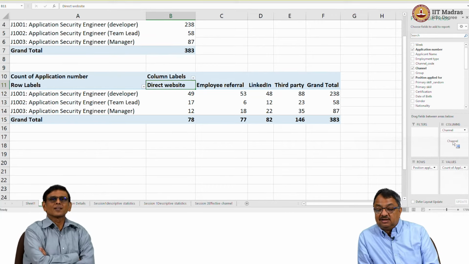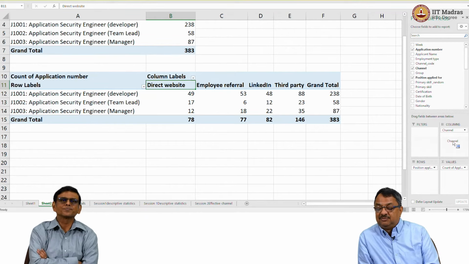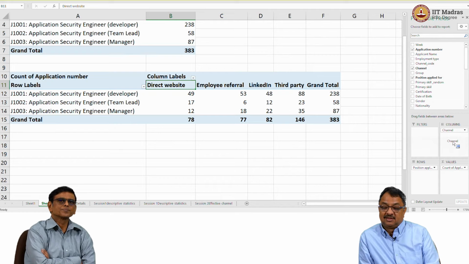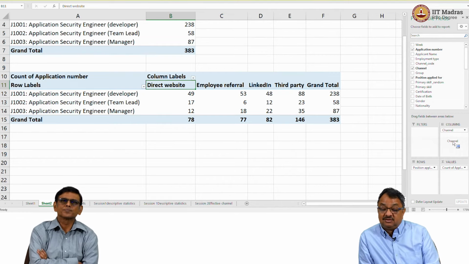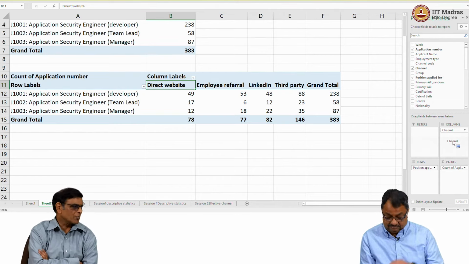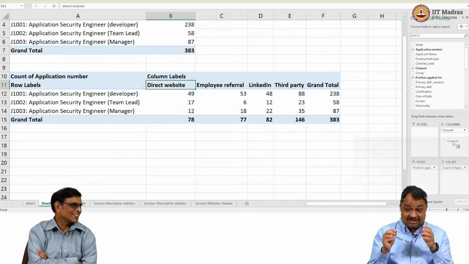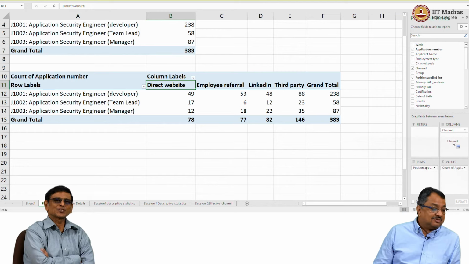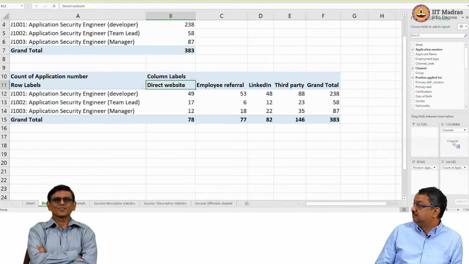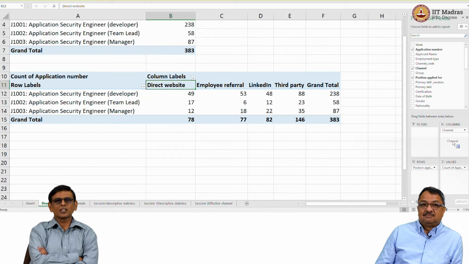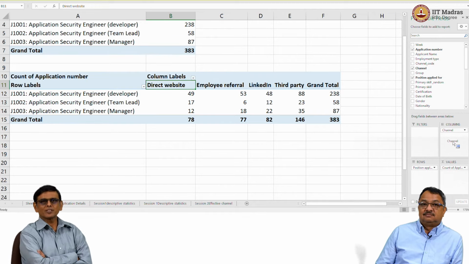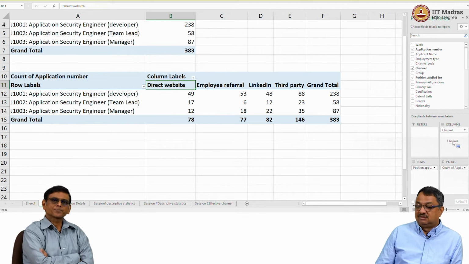So clearly, third party is doing quite well. That may be a good channel for us. LinkedIn is doing. This is just applicants. This is the number of applications. We don't know what the hit ratio is. But in terms of sourcing, third party is doing the best. Correct. At least in sourcing, third party is doing very well.